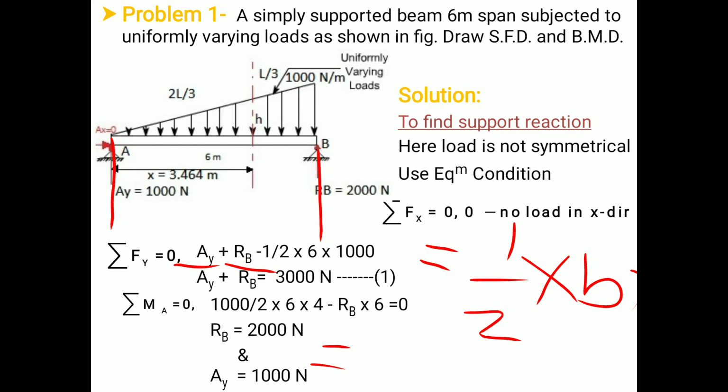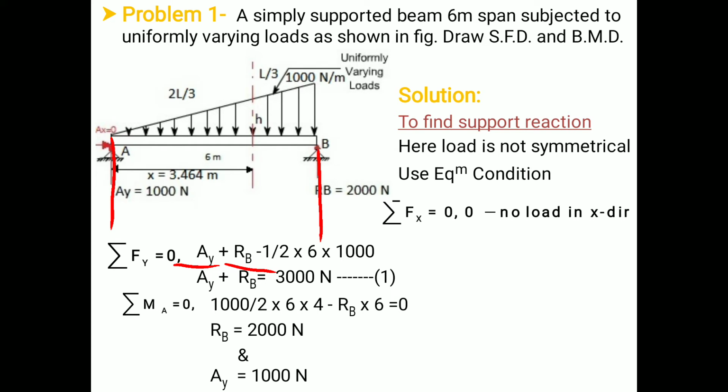Therefore we have 1/2 into base is 6 meter and height is 1000. Therefore by using this formula, your UVL will convert into the point load, and that value is 3000 Newton, which will act in downward direction. Therefore we have summation of Fy is equal to AY plus RB, which is equal to 3000 Newton, by using a formula of UVL.